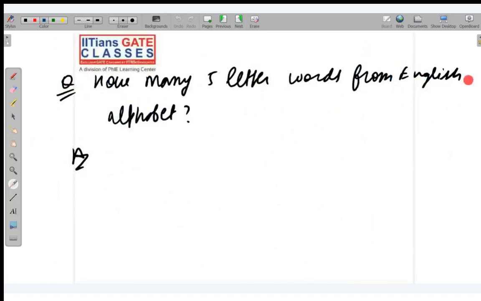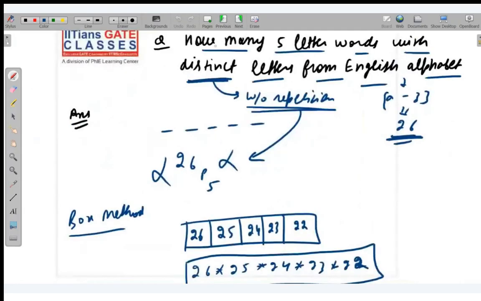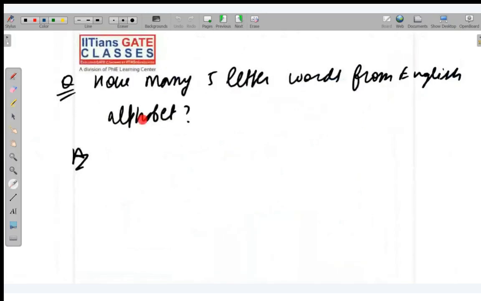Next is how many 5-letter words from the English alphabet. So they have just said this. By default you have to take repetition. If repetition is not there, they will properly mention distinct. See this, what is the difference between this question and our new question? Here we have distinct, but here we do not have distinct. So the only difference is this.